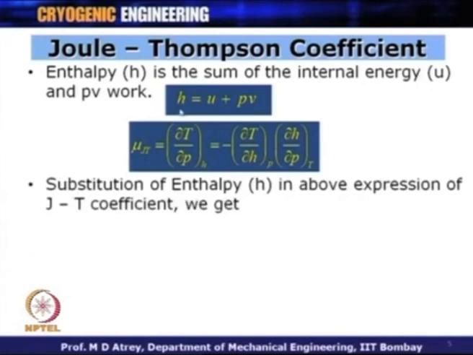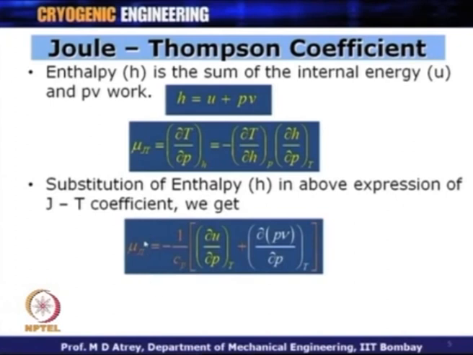Cp, because del T by del H is nothing but 1 by Cp, which we have seen earlier. Now I am putting the value of H as U plus PV, and therefore this expression becomes del U by del P at constant temperature plus del by del P of PV at constant temperature.